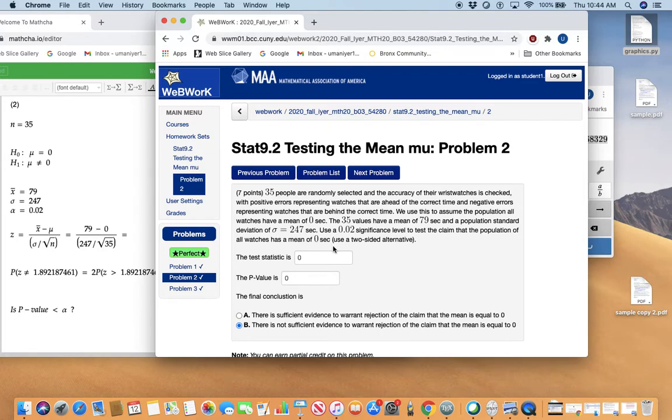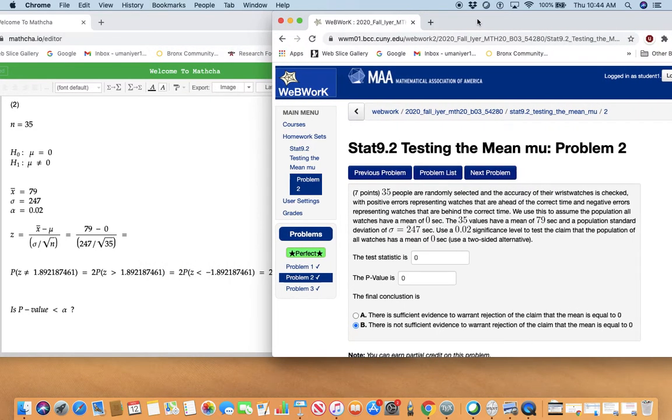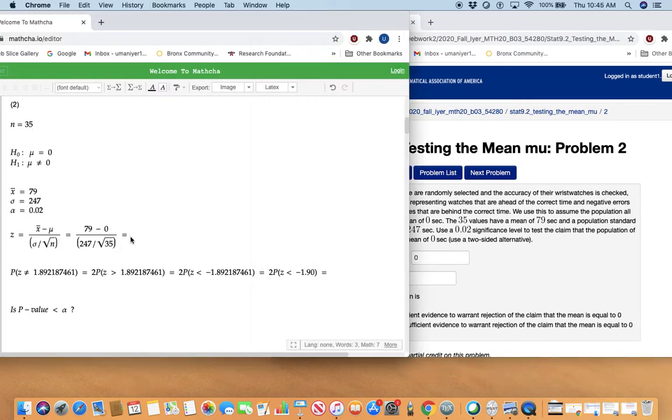Now, if it is not a mean of 0 seconds, this is two-sided. That is, mean is not equal to, so it's two-sided. So find the test statistic. Because you know sigma, it follows this formula. X bar is 79, mu, my assumption, is 0, sigma is 247 over square root n, square root 35. So let's calculate this value.